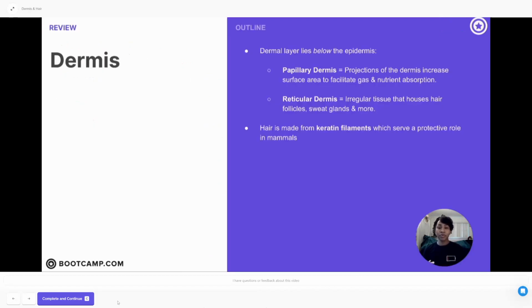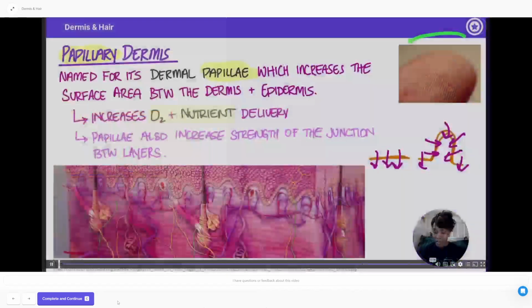Okay, so this video was pretty short and sweet, but let's talk over the key points that we should remember. We introduced the dermis, which is the layer of skin that lies below the epidermis, and we learned that the dermis has two parts: the papillary dermis that has those papillary projections, as well as the reticular dermis, which consists mostly of that dense irregular tissue. A lot of the functional elements of skin, like sweat glands and hair, reside within the reticular dermis. And lastly, we learned a little bit about hair, which evolutionarily has had a protective role in mammals.